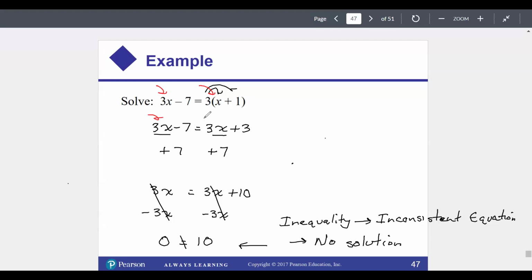So if you look here, if I say x is 1, then you're going to have 6 on one side and 6 on the other. If I say x is 0, I have -7 on one side and 3 on the other. There's nothing I can pick that's going to make both sides equal. So when you have an inequality at the end when you're trying to solve the equation, that means you have an inconsistent equation and you have no solutions.